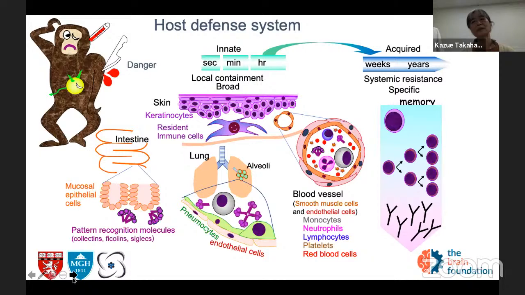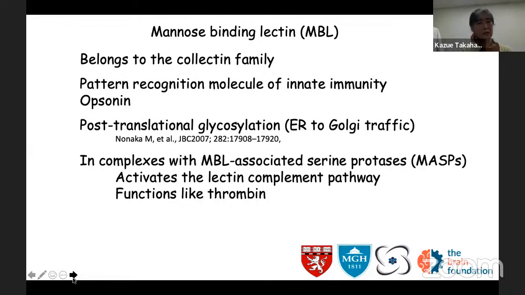Innate immunity is linked to acquired immunity, which takes at least a week of lag time but provides systemic and target-specific protection, often for a lifetime, since it has a memory component. Now, what is MBL? It belongs to the collectin family and, as I mentioned, is a pattern recognition molecule of innate immunity. By itself, it functions as an opsonin, which facilitates phagocytosis by so-called professional phagocytes like neutrophils and macrophages.